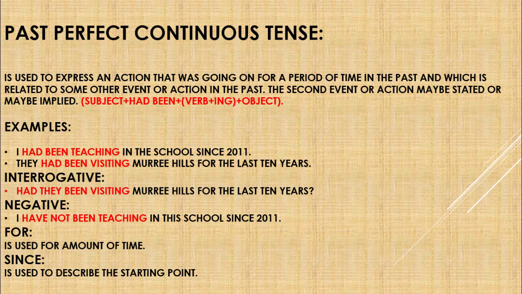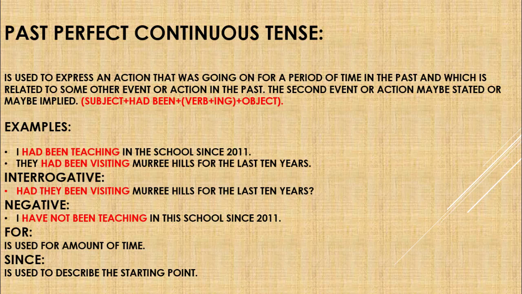Past perfect continuous tense is used to express an action that was going on for a period of time in the past and which is related to some other event or action in the past. The second event or action may be stated or may be implied. We use had been and ing form of verb in this tense.